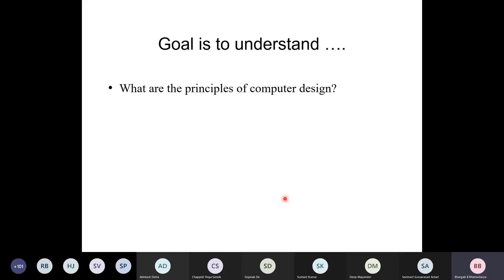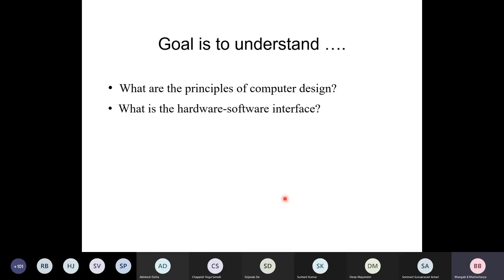So we need to understand the basic principles of computer design. What are the cost factors? What is the economics behind it? What is the performance behind it? What kind of performance is expected out of the machine you are going to design? So essentially two things. One is the cost of the machine you are going to design, and another is the performance you are going to expect out of it. Performance means the speed of the computer, the capability of the computer, the power of the computer, and so on. So these are the principles of computer design.